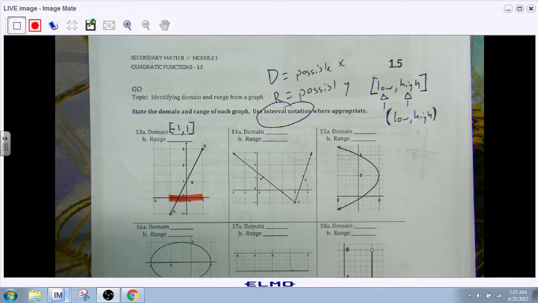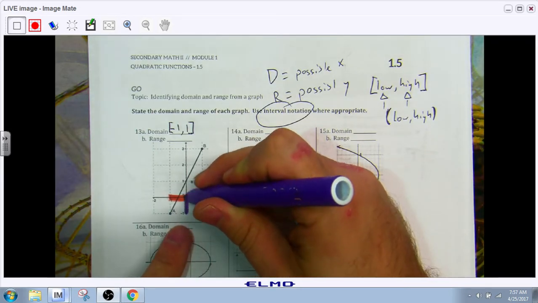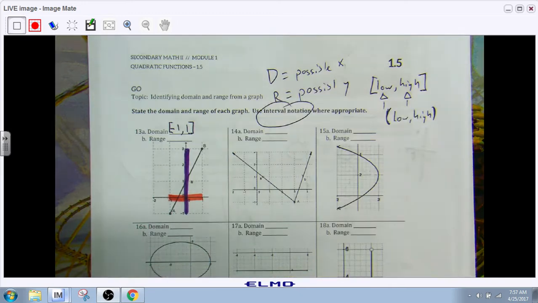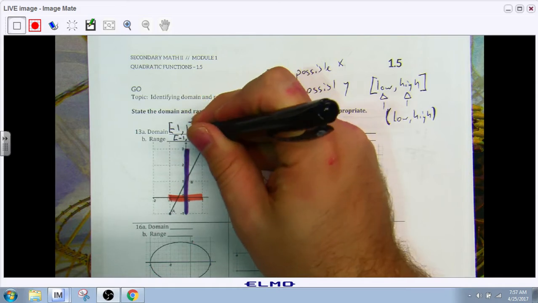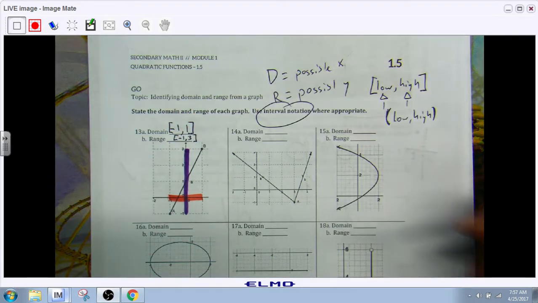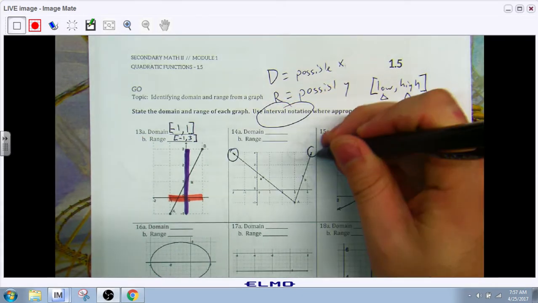I then look at my range. My range is all possible y values. I see it starts at -1 and goes all the way up to 3. So my range would be from -1 to 3. Let's look at this one. Domain is all possible x values. I see that there are arrowheads here.